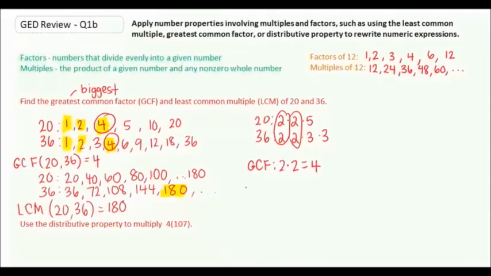For LCM, you start the same way. You prime factor, you circle your common factors, you write your common factors down, one from each pair, but then you want to take all the extra numbers. So 3 times 3 times 5, and now you're going to multiply all of those together. 2 times 5 gives you 10, and then 2 times 3 is 6, 6 times 3 is 18, 10 times 18 is 180.